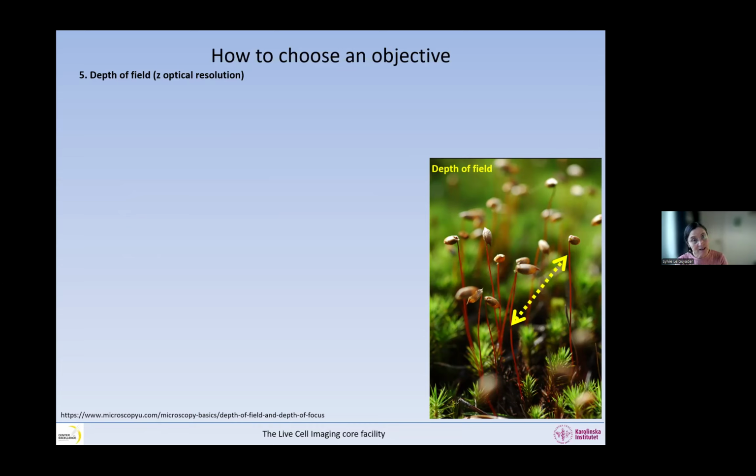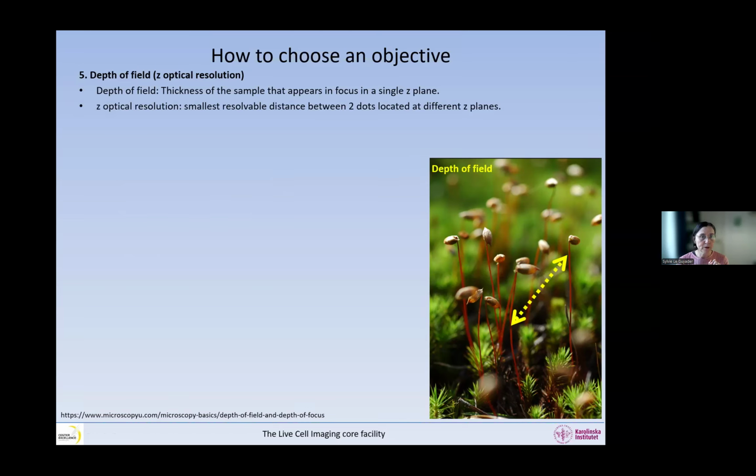So this distance is the depth of field. So what is the distance between the thickness of the sample that appears in focus in a single Z plane? That is the depth of field. And this is actually what limits the Z resolution on the macroscope, the depth of field.